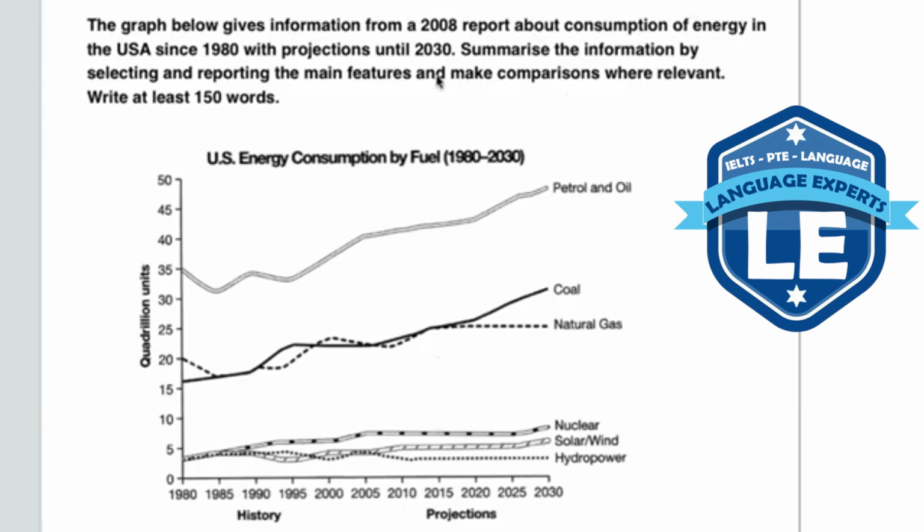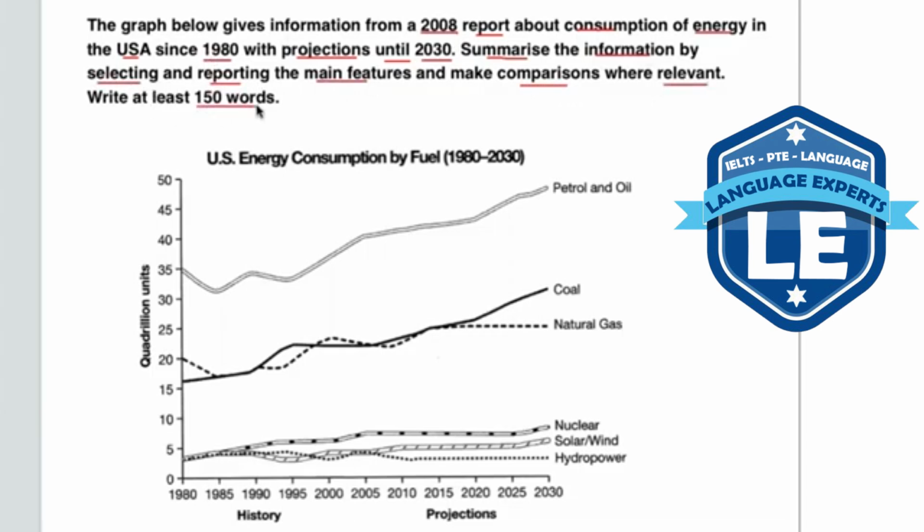All right, so we have our first example, and let's take a look at the prompt first. I'm going to read it and underline some interesting or key words. So it says, the graph below gives information from a 2008 report about consumption of energy in the USA since 1980 with projections until 2030. Summarize the information by selecting and reporting the main features and make comparisons where relevant.